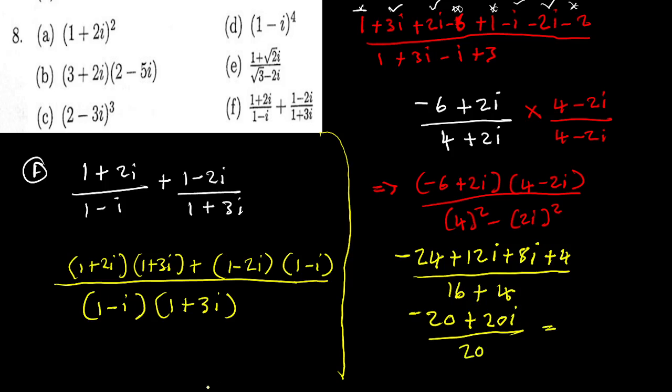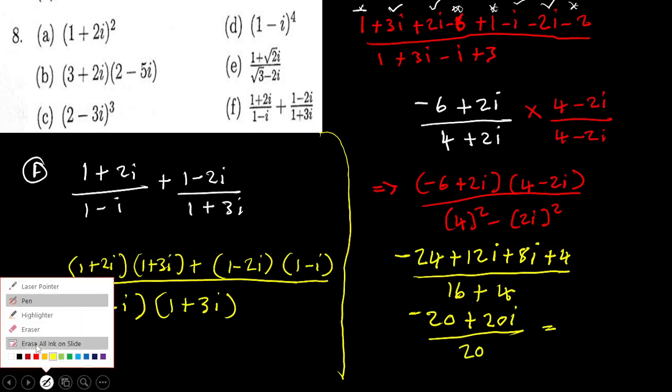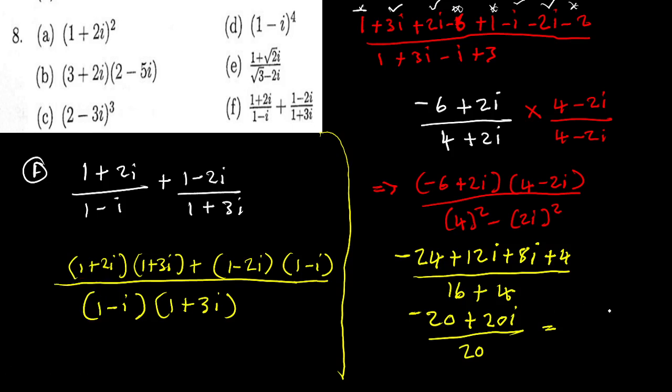So from here you can easily separate those. This one will be negative 20 over 20, and then plus 20i over 20. So when you do that, this will give you negative 1 plus i. So negative 1 plus i was our final answer for this particular question. So guys, we can go to the next question. Let's go to question 9, which is a very nice question.